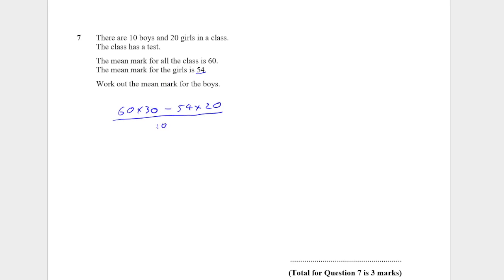Okay, so in effect, we can make this a little bit easier for ourselves and cancel down by a factor of 10 in all three parts, the denominator, and we've got it as a factor of the numerator. So 6 times 3 is 180, and then 45 times 2 is going to be 90. So the mean mark for the boys is going to be 180 minus 108, which is going to give us 72.